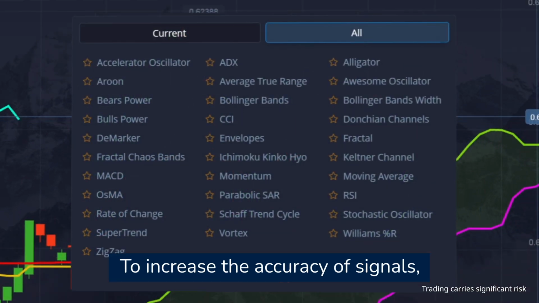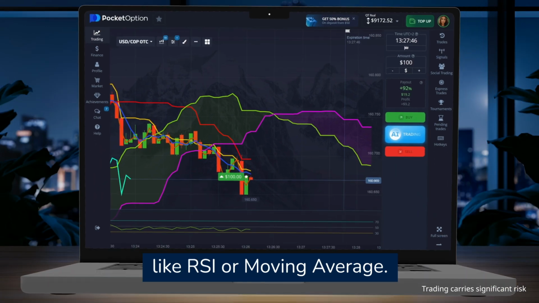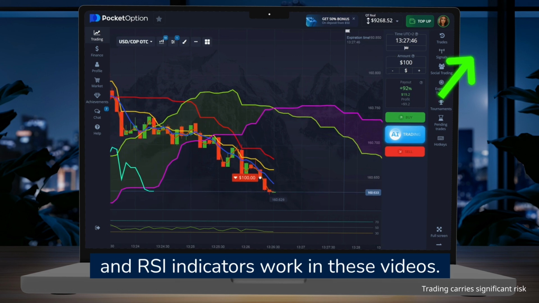To increase the accuracy of signals, use Ichimoku together with other indicators like RSI or moving average. You can learn how the moving average and RSI indicators work in these videos.